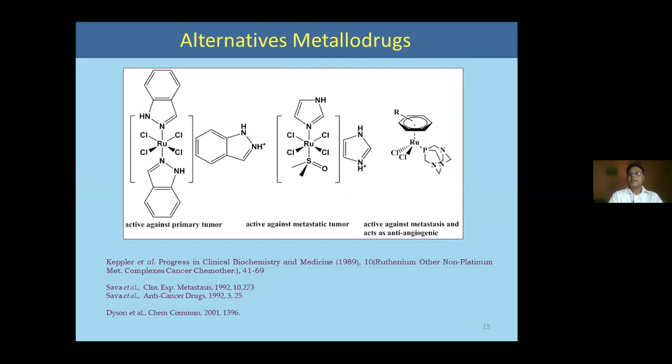So people tried to find alternatives to platinum complexes. These three compounds that you are seeing, the first two are ruthenium-3 compounds, and the third one is a ruthenium-2 compound, which is an organometallic compound. They were found to be very promising to treat different kinds of cancers.